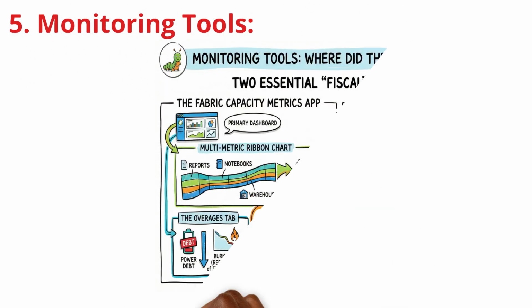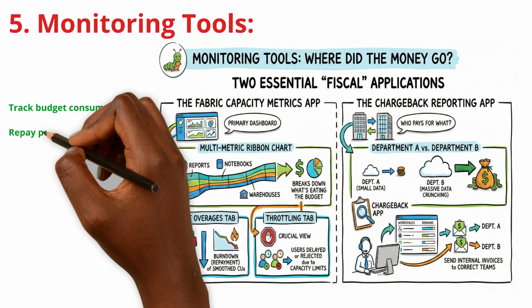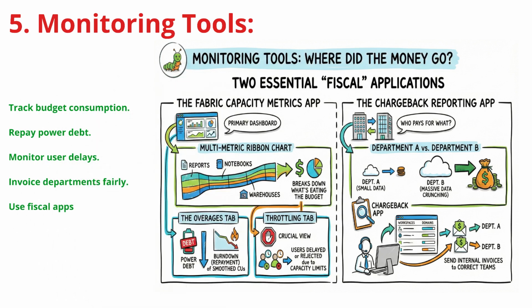Where did the money go? Our Caterpillar guide is pointing the way toward the two essential fiscal apps in Microsoft Fabric. First, the Fabric Capacity Metrics app serves as your primary dashboard, using a multi-metric ribbon chart to show you exactly which reports, notebooks, or warehouses are consuming your budget. Within this app, the Overages tab lets you track your power debt and its burn-down repayment, while the Throttling tab shows you if users are being delayed or rejected due to capacity limits.